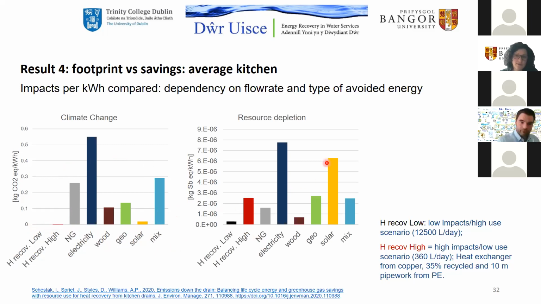However, things can be a bit different if I look at, for example, resource depletion in this case. If you look at the red bar, which is a small kitchen case, then I can see it would actually make sense not to recover heat under the circumstances or conditions that we looked at here. We considered a heat exchanger from copper and pipework from polyethylene and a 10-year lifetime. So in that case, if I have natural gas or wood chips for my hot water production, it's actually better not to recover heat.